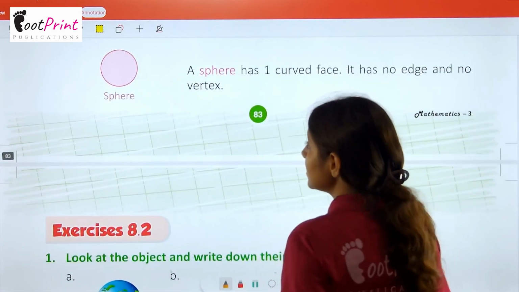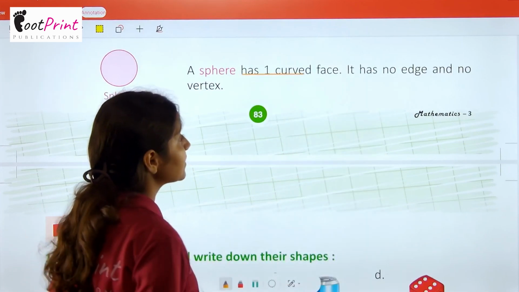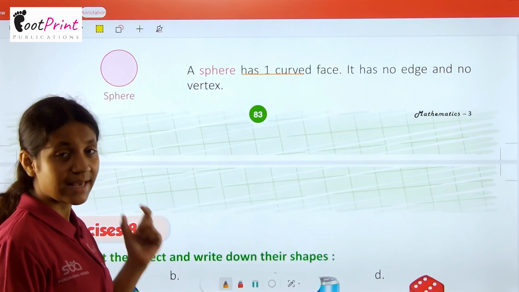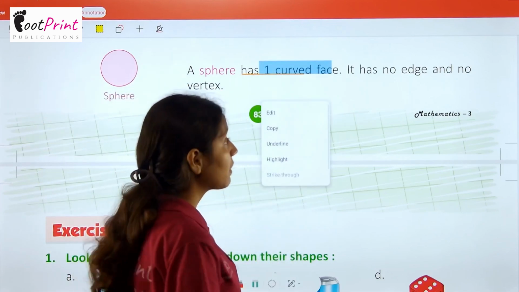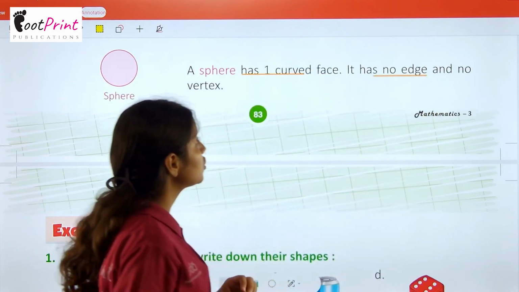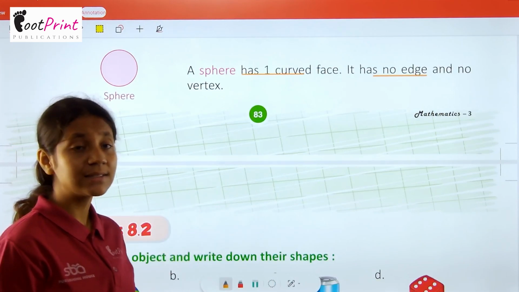Now we have a sphere. A sphere has 1 curved face, it has no edge and no vertex. एक sphere के पास एक ही curved face होता है, that it is whole. Okay, and it has no edge, no vertex. उस पे no edge होते हैं, एक भी edge नहीं होता है और एक भी vertex नहीं होता है.